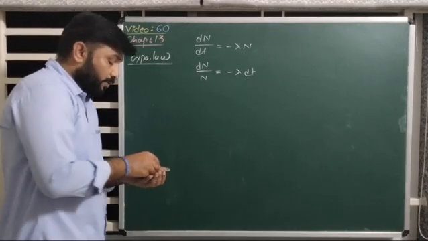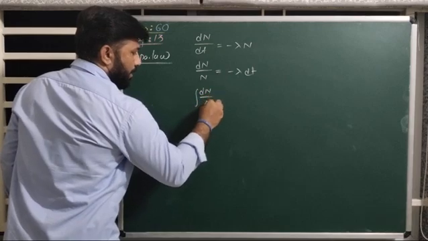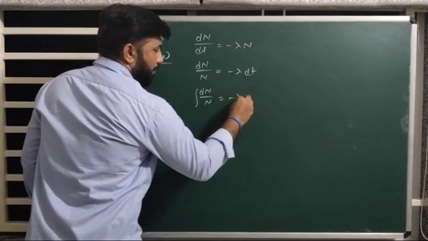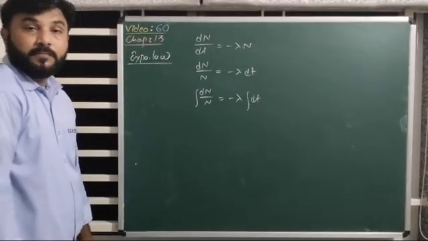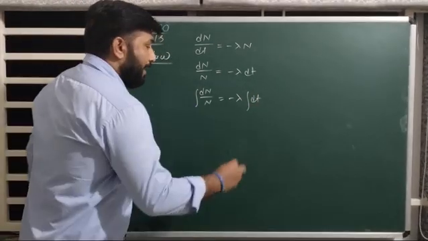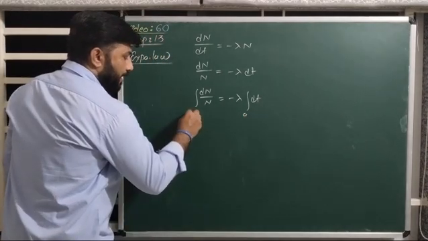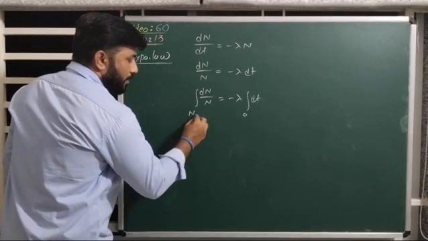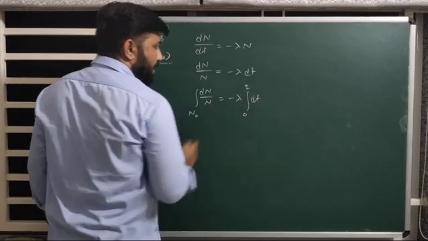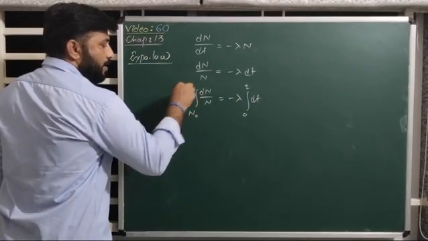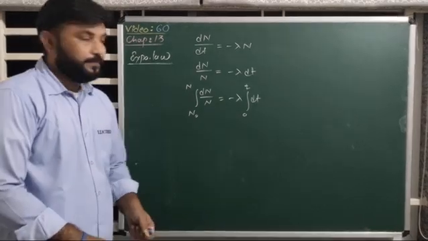Take integration on both the sides. So you will get ∫dN/N is equal to -λ (constant) ∫dt. Now you have to put the limit. Initially, time t is equal to 0. At that time initial nuclei are N0. After some time t, nuclei may be N, and math students will know very well, right?